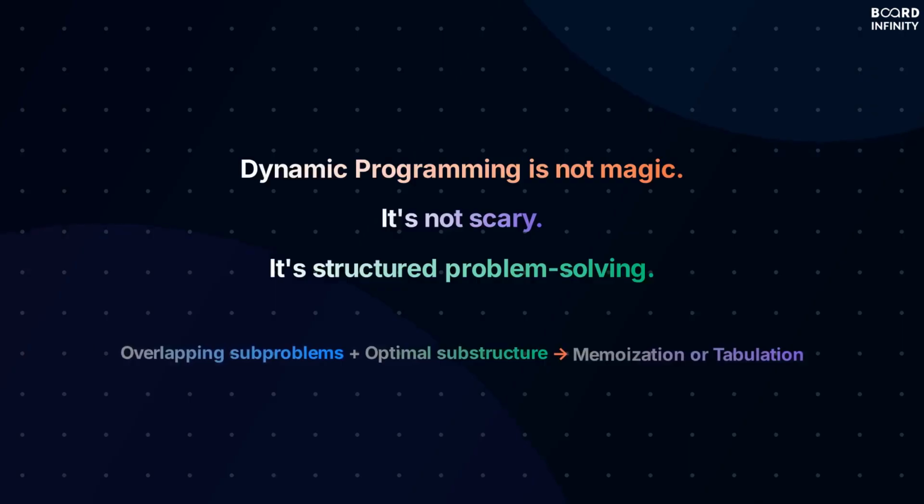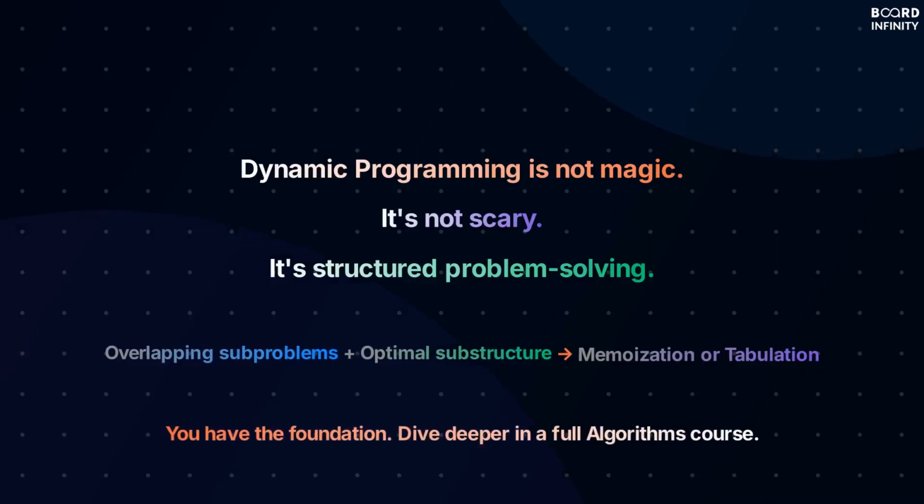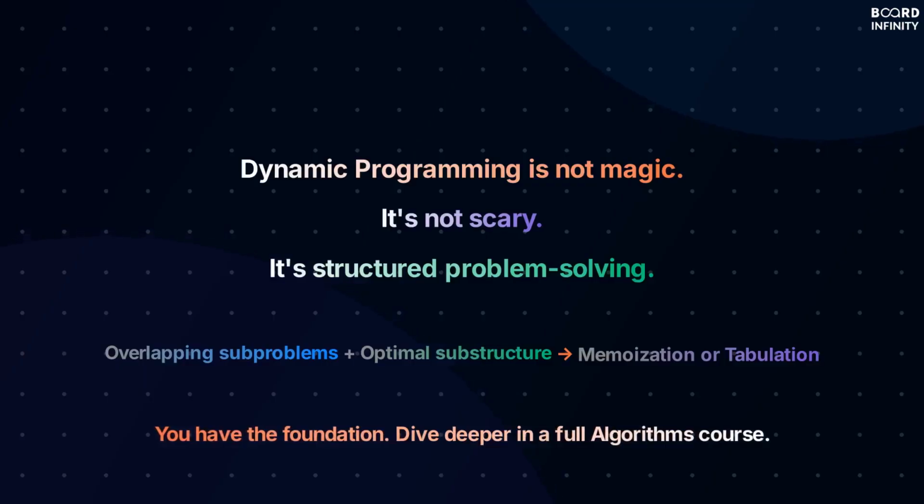And now that you understand the intuition, overlapping subproblems, optimal substructure, memoization, tabulation, you have the foundation to recognize dynamic programming problems and solve them confidently. This understanding is key for technical interviews and advanced system design. This is just the beginning. In a full algorithms course, you'll dive deeper into advanced dynamic programming techniques, multidimensional states, and optimization strategies. But the core idea? You've got it.